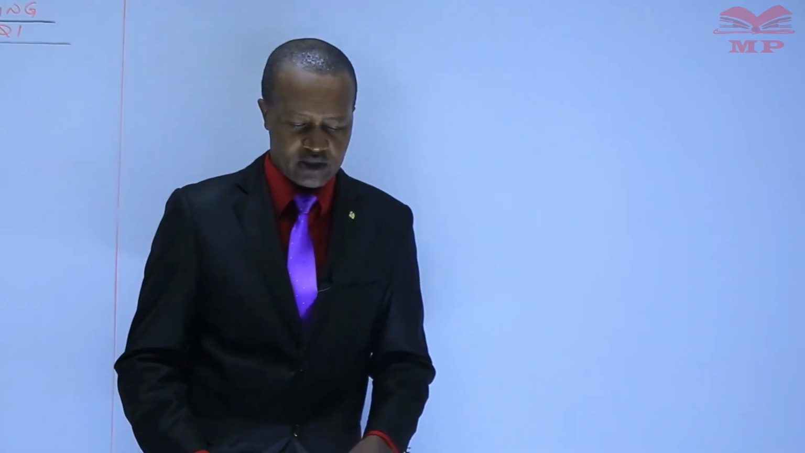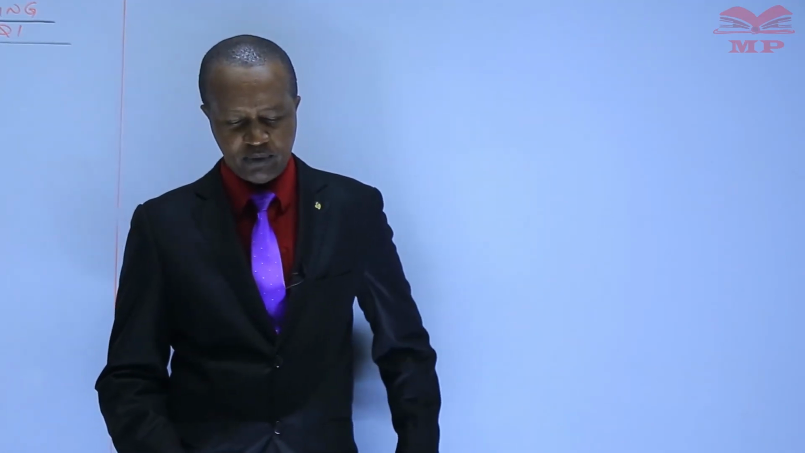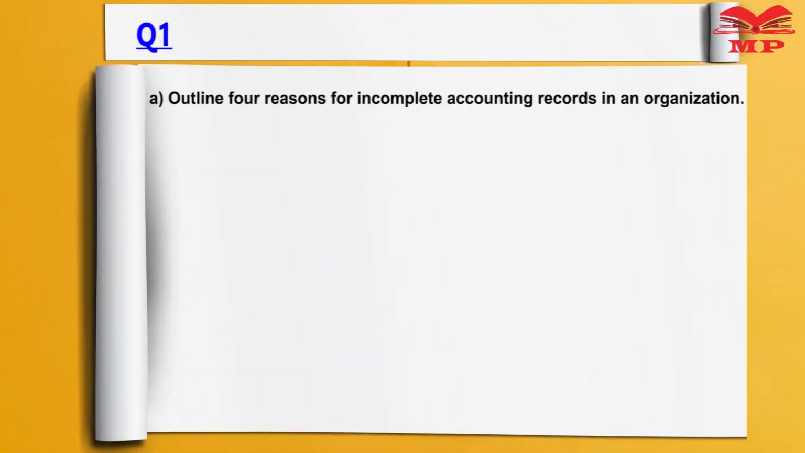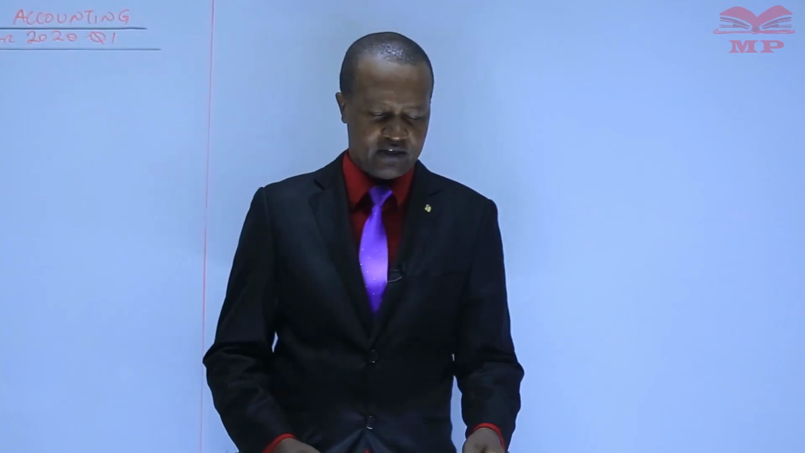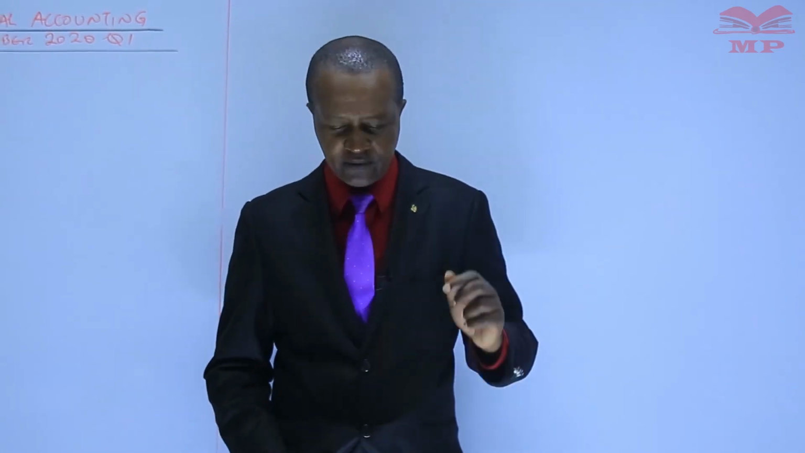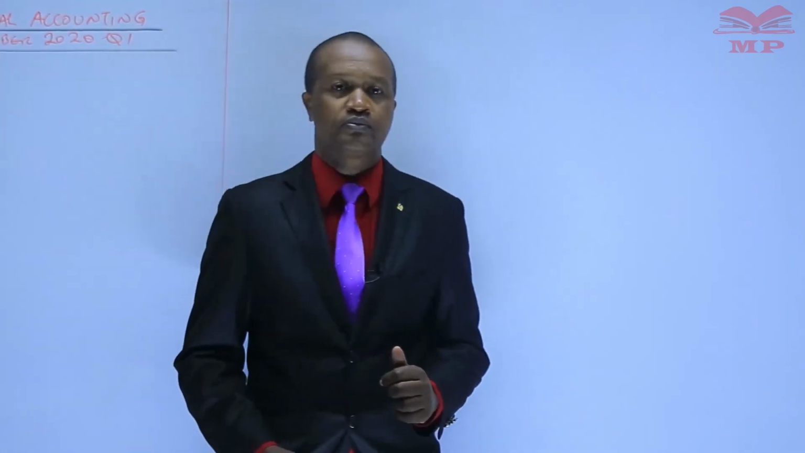Question 1 of the November 2020 financial accounting paper reads, Part A, outline 4 reasons for incomplete accounting records in an organization. 4 marks. So I'm going to take that one first. 4 reasons for incomplete accounting records in an organization.